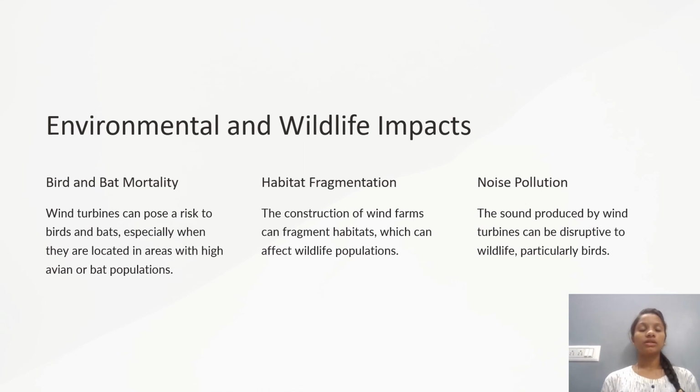So usually windmills used to generate electricity are located in high hill stations, where birds are flying, or in places where bats and birds are numerous. They may cause some electric shocks to birds. So it is one impact.